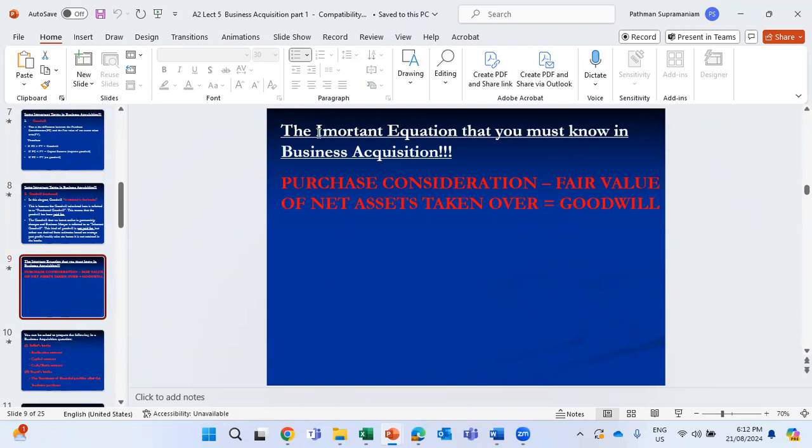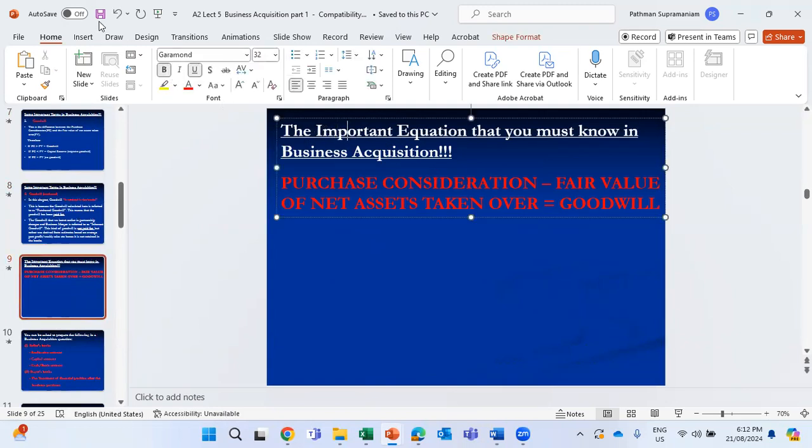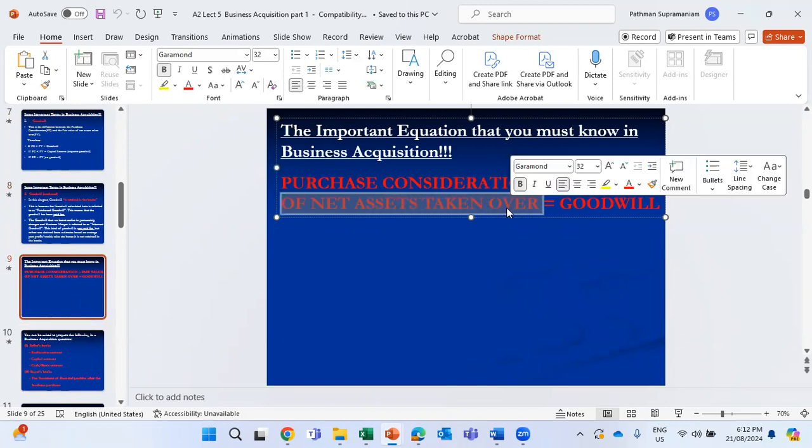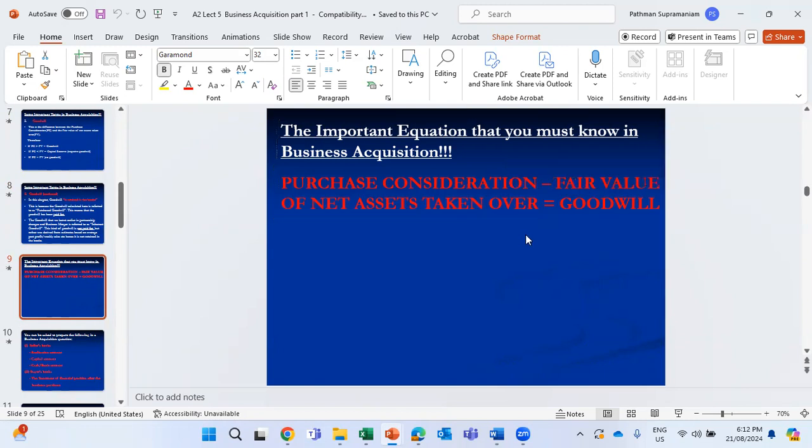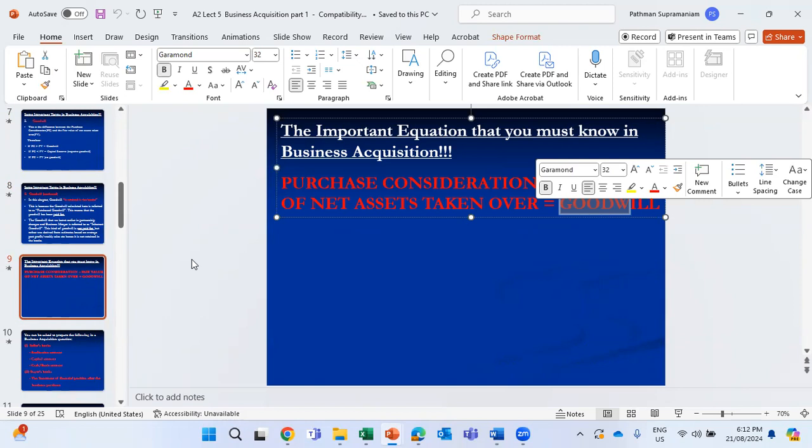Okay, so this is the formula. The important equation that you must know in this chapter is purchase consideration, which is the buying price, minus fair value of net assets taken over. This is where you include only what is taken over and at what value. These two's difference is the goodwill.